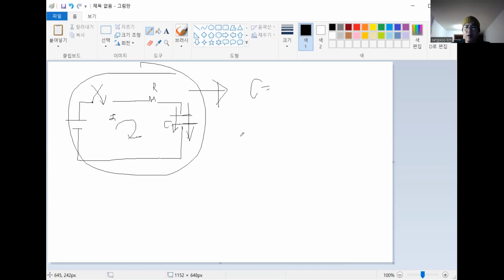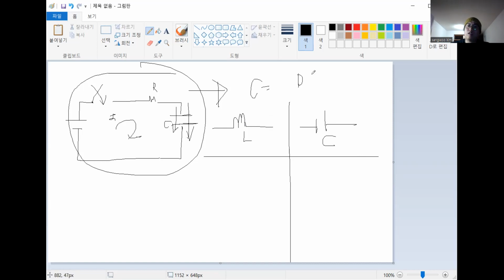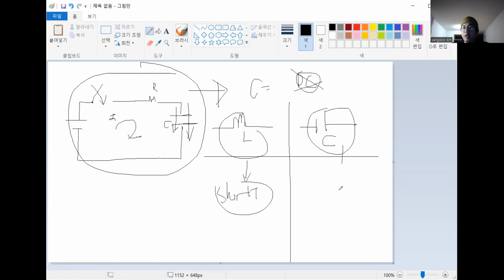So let's compare first. This is an inductor and this is a capacitor, right? In a DC circuit, in the steady state, the inductor is a short circuit, but instead the C is an open circuit. Why? That's why you need to watch the previous lectures.